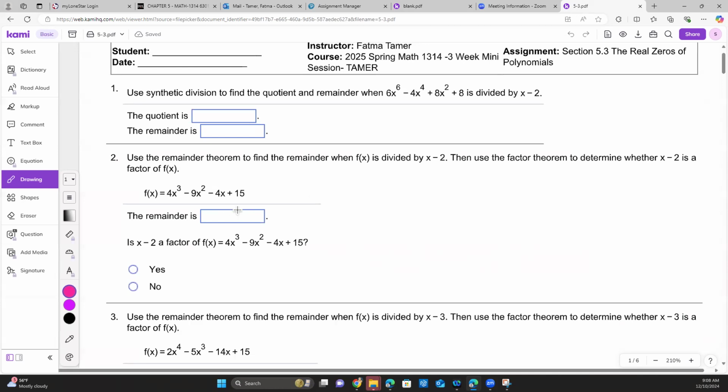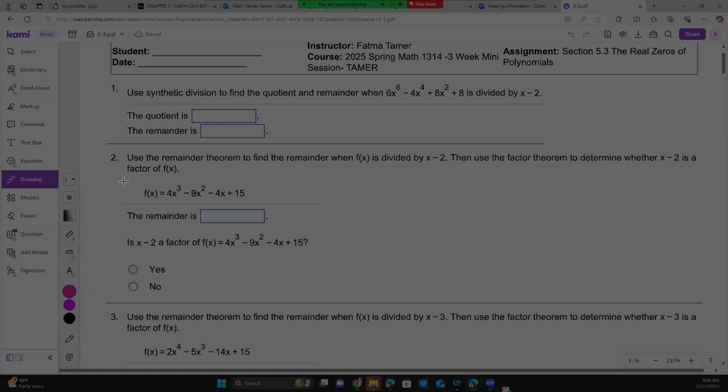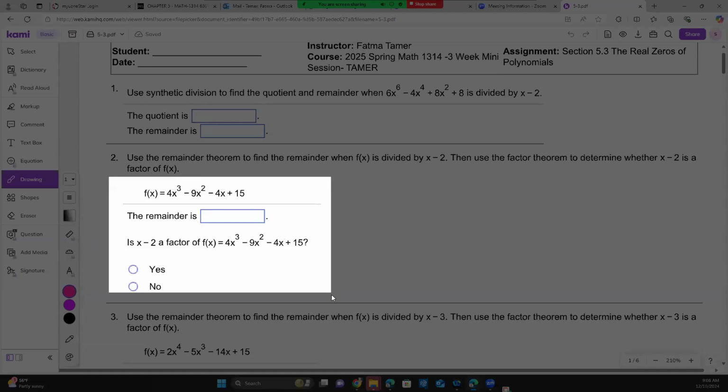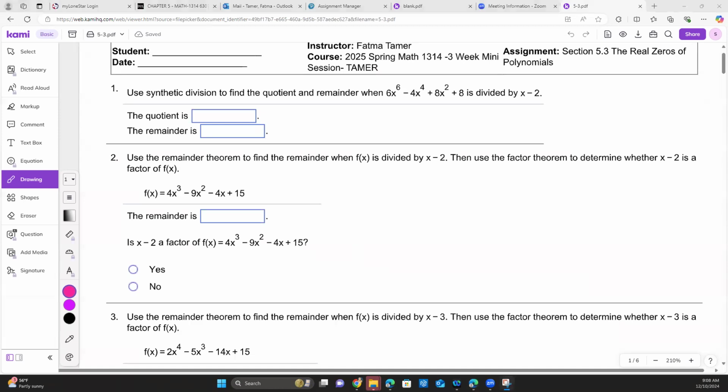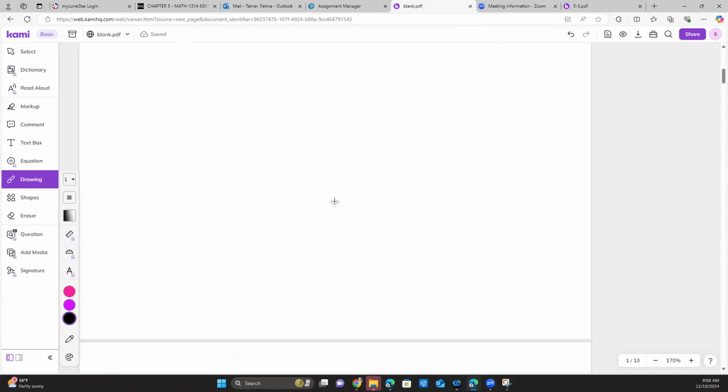That's the remainder theorem. And the factor theorem is, if your remainder is 0, x minus 2 is a factor. If your remainder is a number different than 0, x minus 2 is not a factor. So that's how we're going to handle question 2. Again, for question 2, I am going to need a bigger space, so I'm just going to copy this on a bigger paper first. I'm going to copy the question over here.